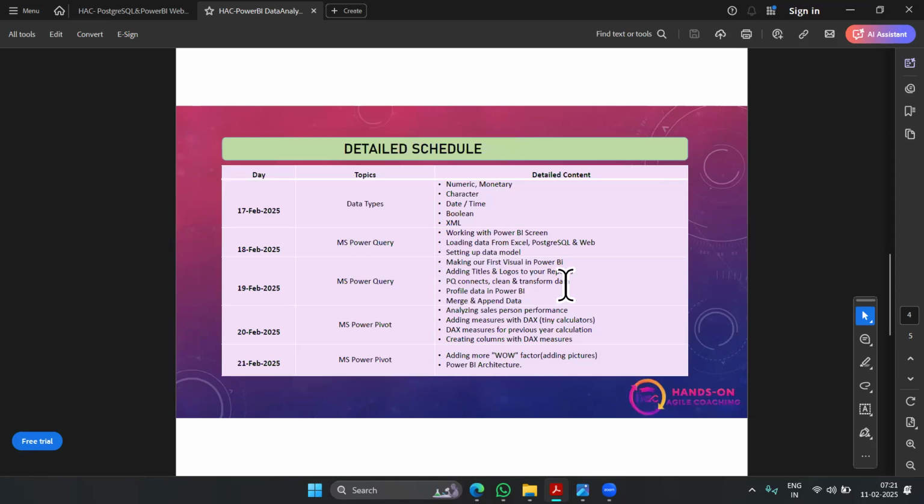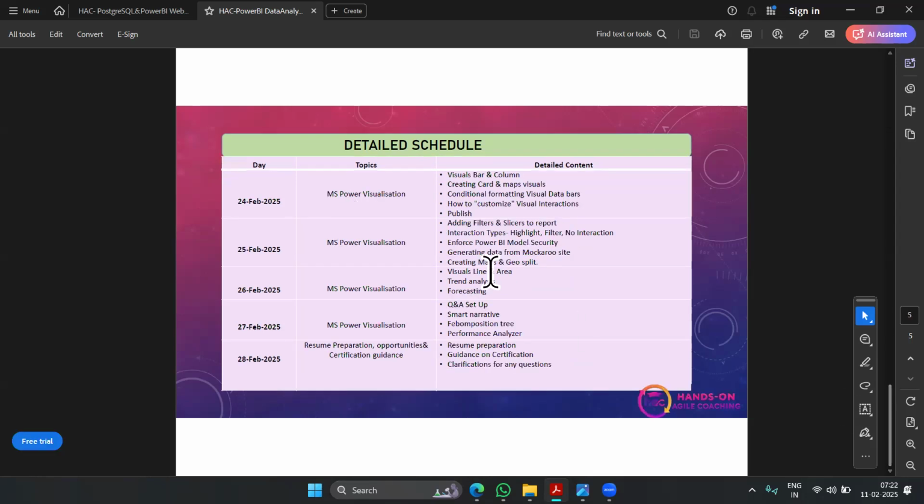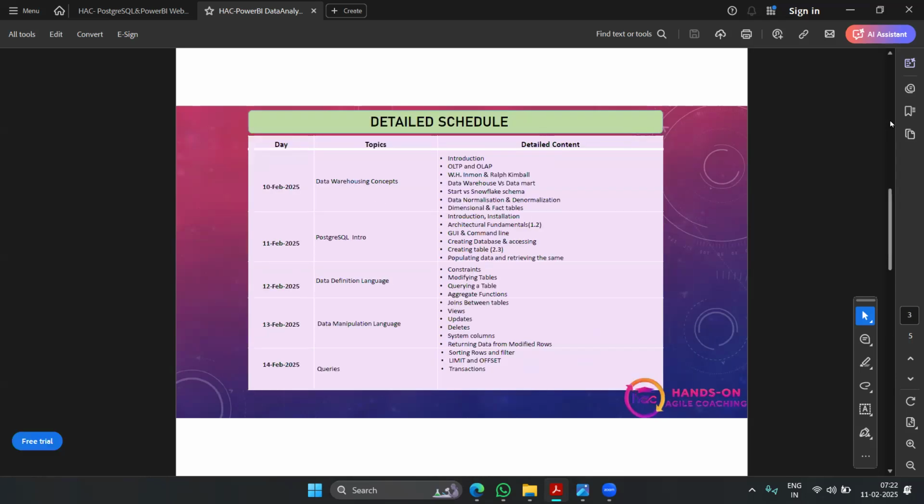In Power BI, we are going to cover key topics like DAX, architecture of Power BI, installation, and also different visualizations, including artificial intelligence visualizations. All those things we are going to cover in our upcoming 3 weeks of classes.